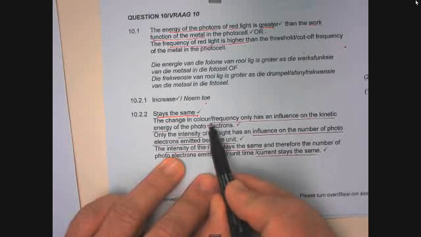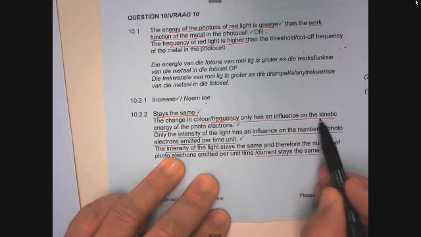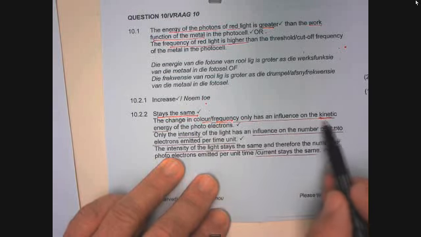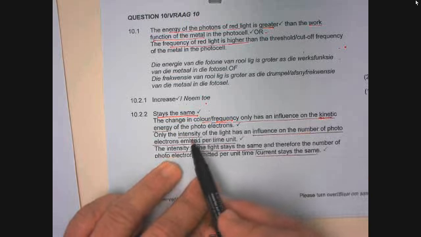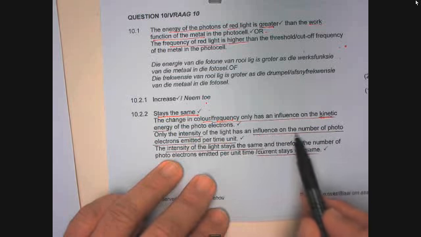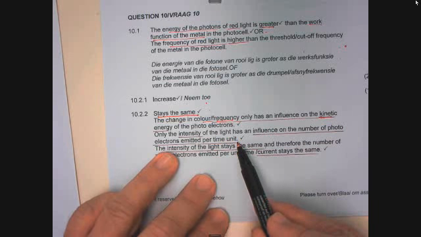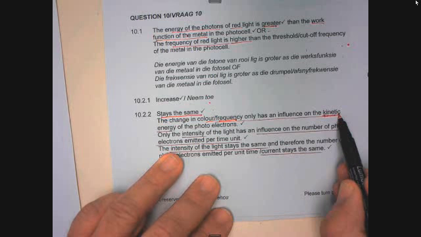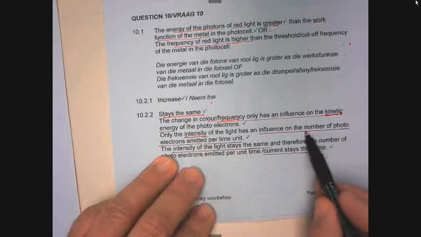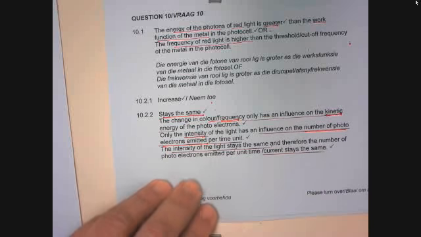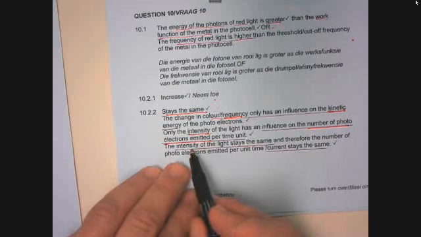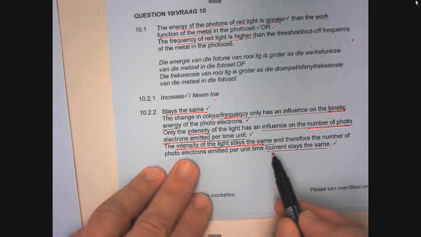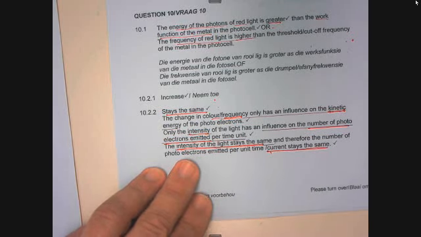Firstly, the frequency or color has no influence on the number of photoelectrons; the frequency or color has only an influence on the kinetic energy. Then intensity has only influence on the number of photoelectrons emitted. So the first two statements state that frequency relates to kinetic energy and intensity relates to the number of photoelectrons emitted per unit time. And then lastly, stating that the intensity of the light stays the same, therefore the current or the photoelectrons emitted stays the same.